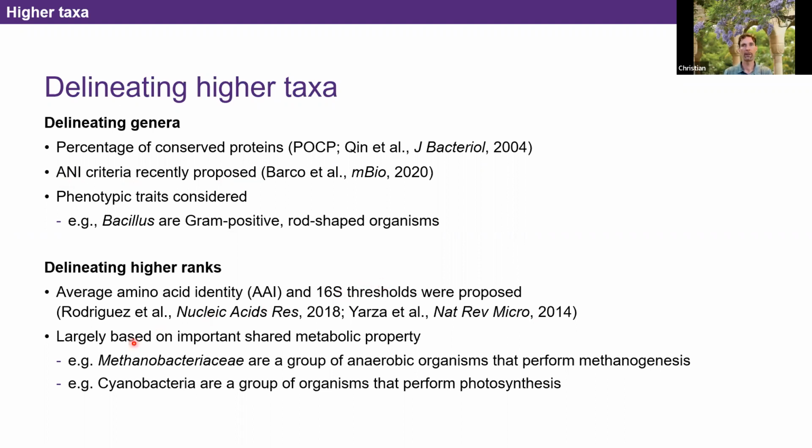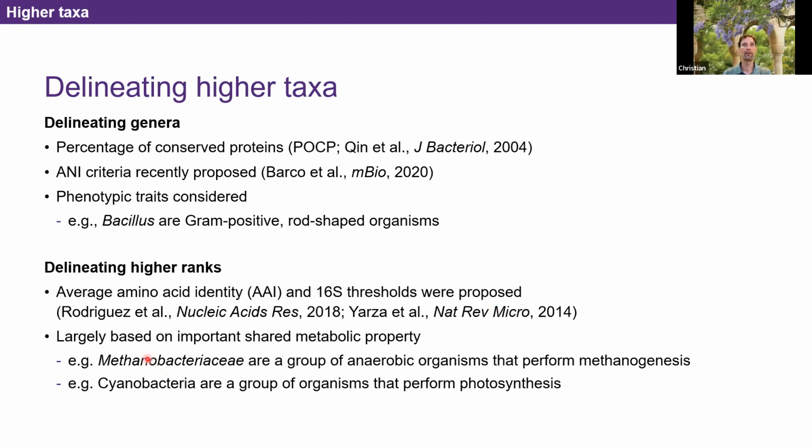For other higher ranks, the average amino acid identity, AAI, was proposed, right, and is used by some researchers. Also, 16S thresholds were proposed by a paper by Yarza. And the issue with that, for example, is that using those thresholds would mean that we have more than 1,000 bacterial phyla rather than the 100-ish we have right now. So that would involve quite some changes.